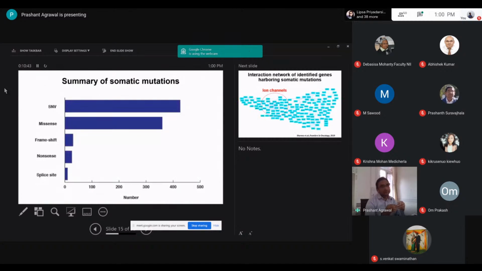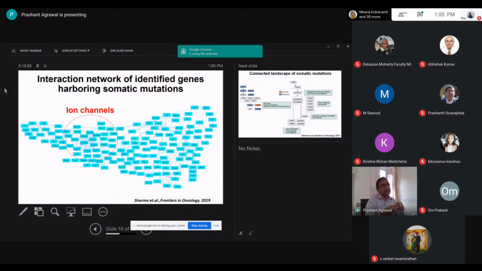We were very interested to do the sequencing, so we did whole genome sequencing and somatic mutation analysis. You could see the numbers of SNVs, missense mutations, frameshift and nonsense mutations, so quite a high number of mutations. We did the interaction analysis with the identified genes harboring somatic mutations, and interestingly, we found enrichment of the ion channel pathway. Many of the molecules in the ion channel pathway were mutated.